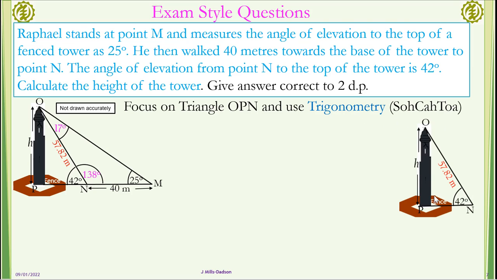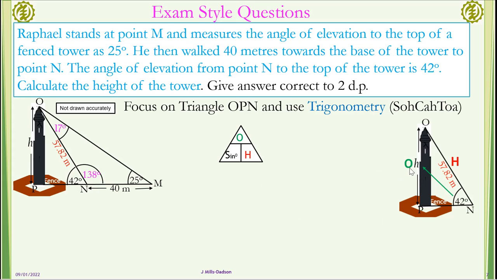So here we start by labeling the sides with reference to angle 42. This side, the height, is the opposite, and this side is the hypotenuse, H. Don't confuse this hypotenuse with this H. The H here is the height, and the H here is the hypotenuse. And recall your triangle formula. We need the sine triangle formula.